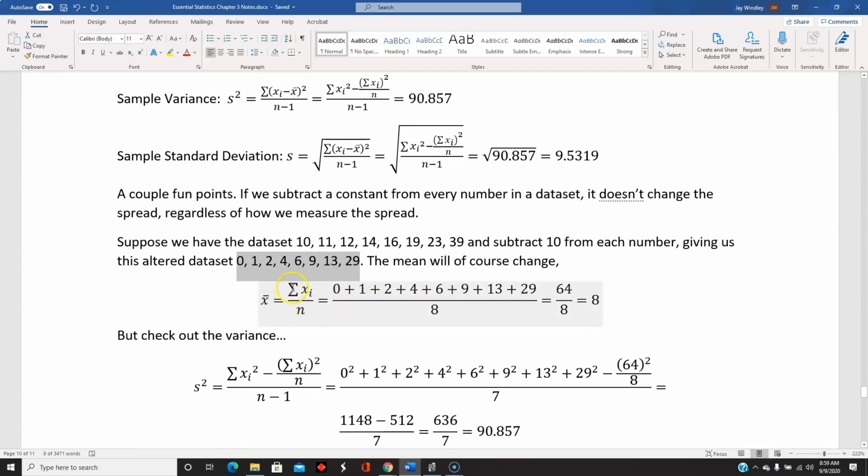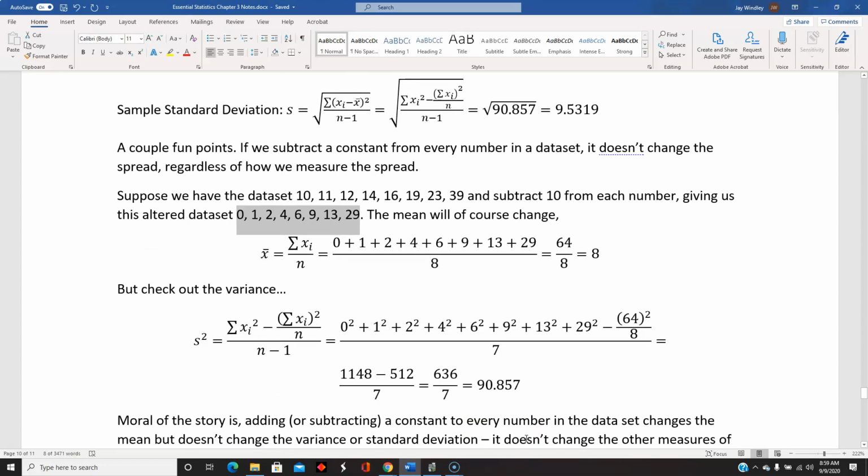Now notice, if I subtract 10 from every number, that does change the mean. Surprise, surprise, it changes the mean by 10. The mean was 18 and now it's only 8. But if we look at the variance, if I square all the numbers in the data set and add them together, and then I subtract the sum of the data, squared divided by 8, divided by 7, I'm right back to 90.857, which is our variance.